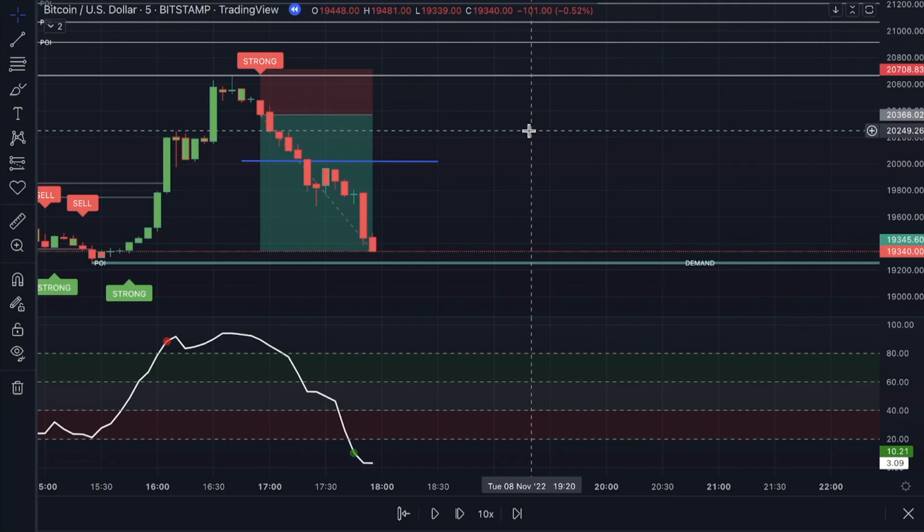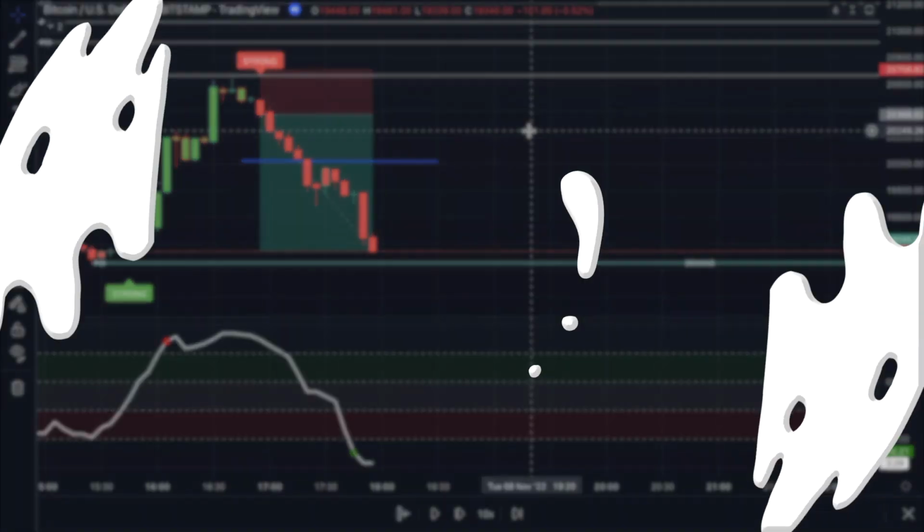Okay, so that's the rules and the setup for the strategy. I'm now going to backtest this 100 times on the BTCUSD pair on the 5-minute chart to find out how profitable the strategy can really be.